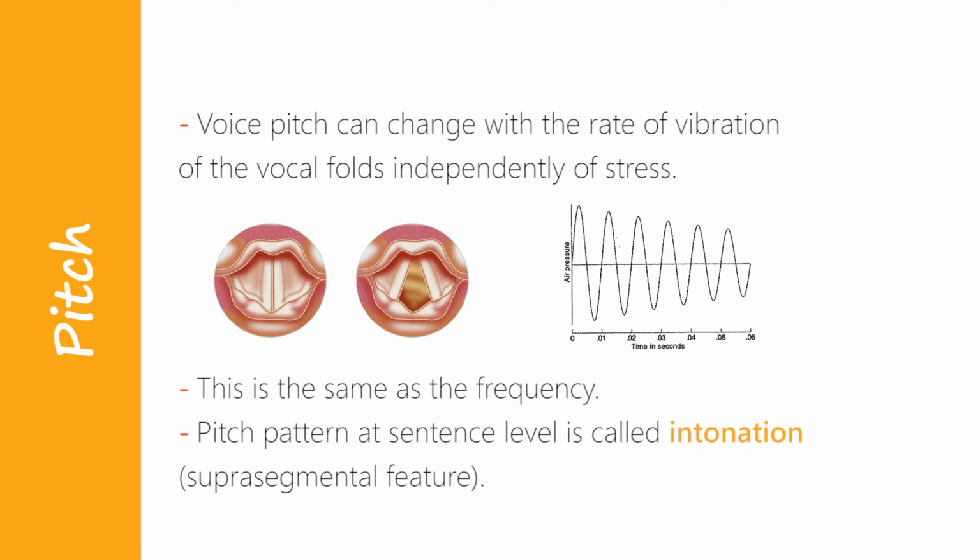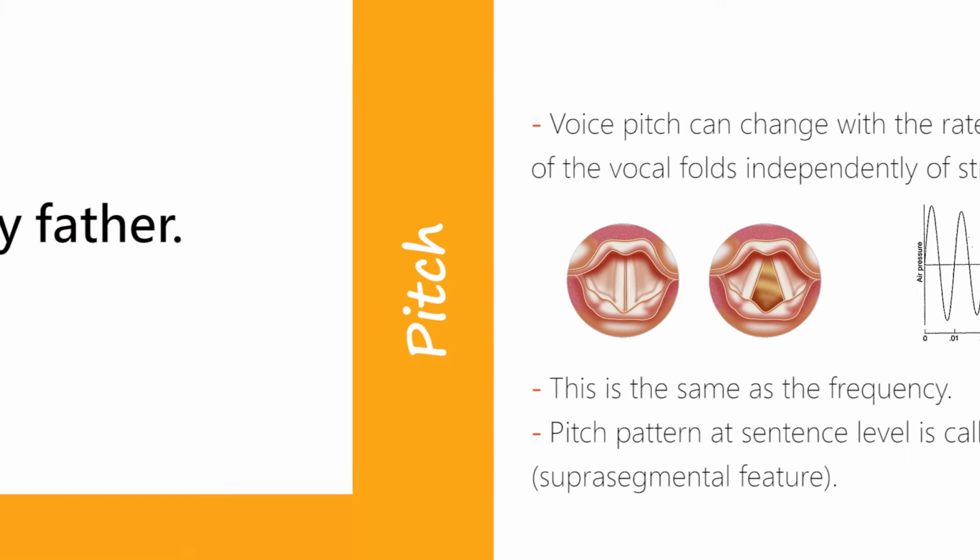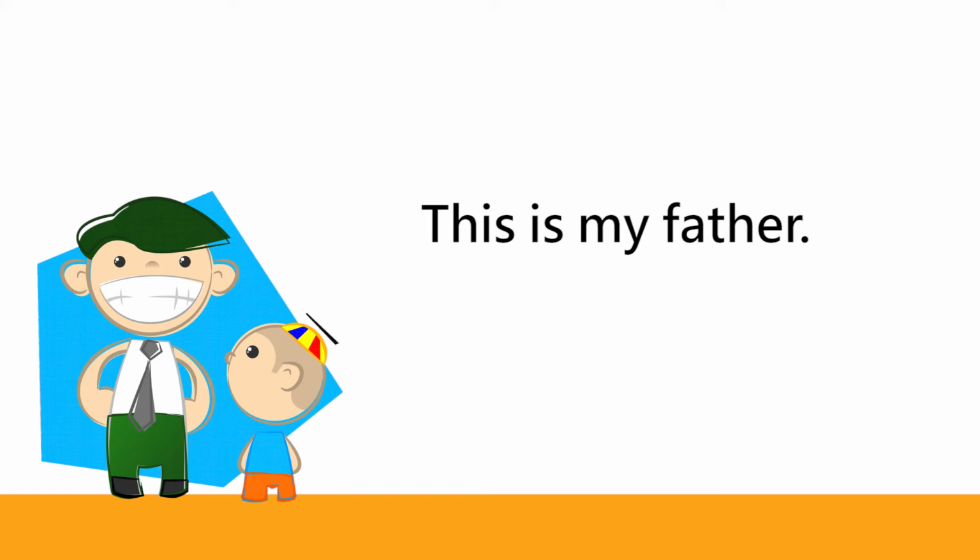So this is where it becomes important. Pitch pattern at sentence level is called intonation, which is another suprasegmental feature. So when someone says the sentence, this is my father, which syllable has the highest pitch and which one has the lowest pitch? In most people's speech, the highest pitch will occur on the first syllable of father and the lowest on the second syllable of father, the last syllable in the sentence.